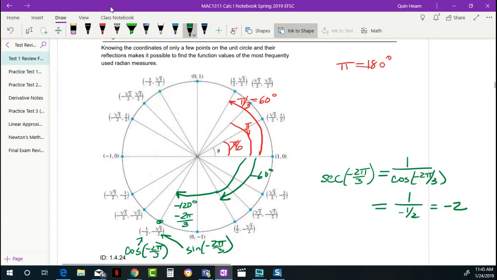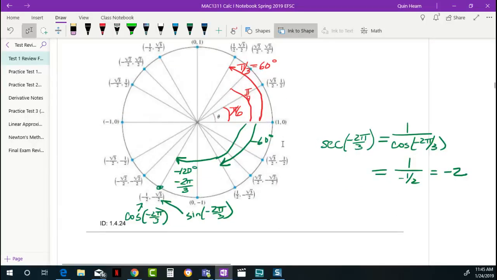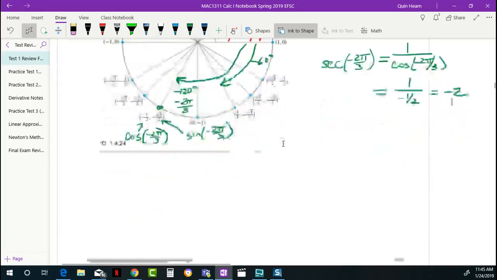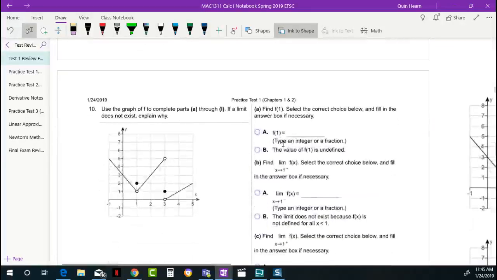Okay, so that's how you use the unit circle to get the value of the trig function of a special angle. So it's really important to get comfortable. If you have forgotten your unit circle, review it. Practice maybe drawing it on your own, like quiz yourself and see if you can get it all right. Okay, moving on.